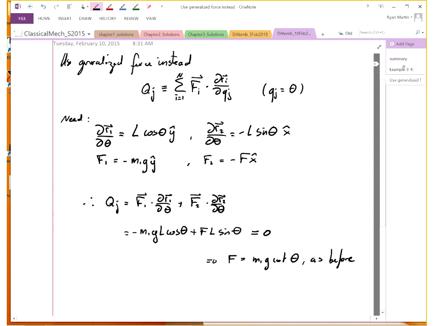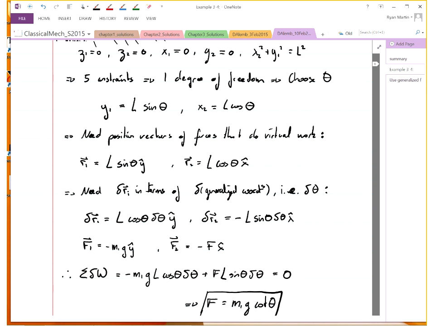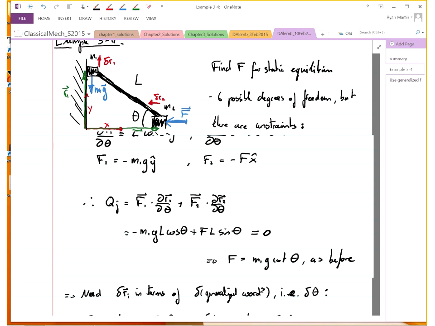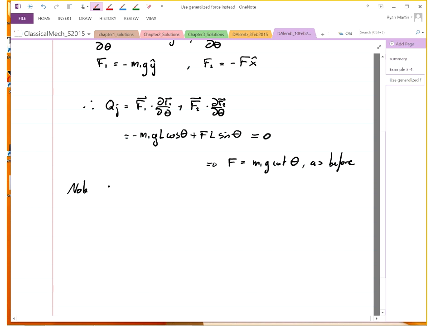But if we think about Qj again, what is it? It's m1 g L cos θ and F L sin θ. And it turns out that that's the two torques about the origin of the forces M1 g and F. Of course, if you solve this the old way, first year of mechanics, you probably would have ended up using torques, because you would have found that that's a lot easier than using the sum of the forces, because you have all these reaction forces.